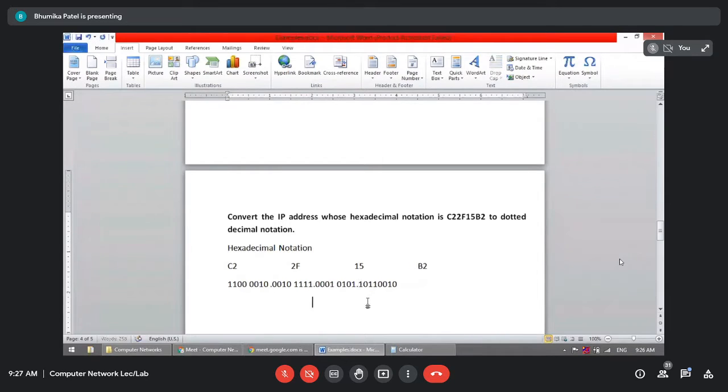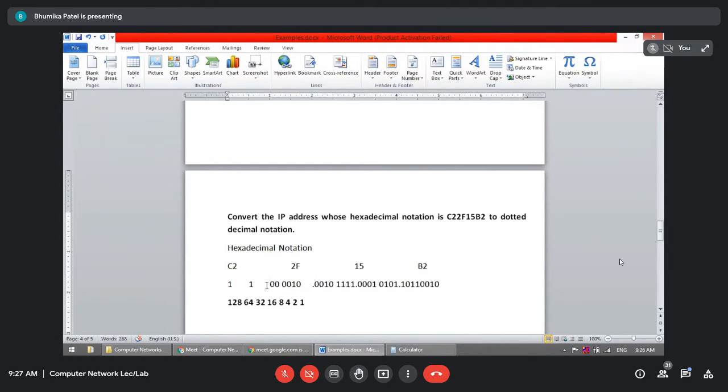Okay, so now if you take this entire 8 bits and convert it into decimal, the first is the 128 bit, then 64, then 32, then 16, 8, 4, 2 and 1. All of you getting this?